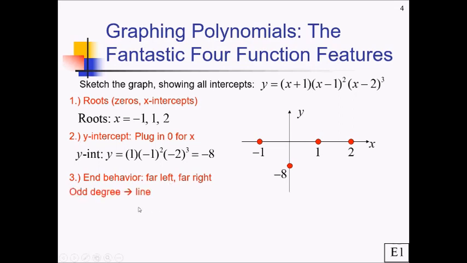If you have an odd degree, like x cubed or x to the fifth or something like that, it's going to behave like a line. You're either going to start high and end low or start low and end high. You're going to start and end going opposite directions. If the overall degree of the function is even, then it's going to behave like a parabola. You're going to begin and end in the same places, either beginning and ending above the x-axis or beginning and ending going below the x-axis.